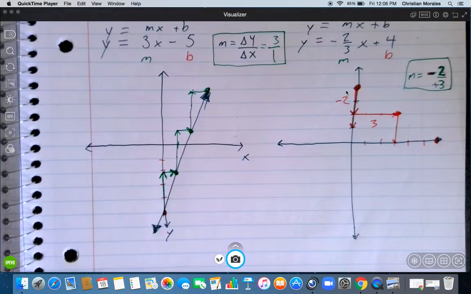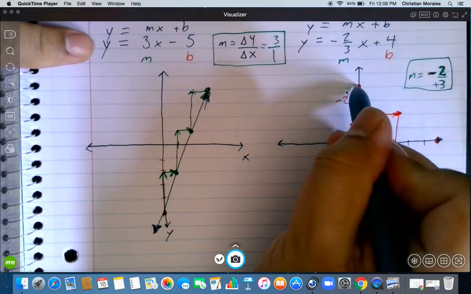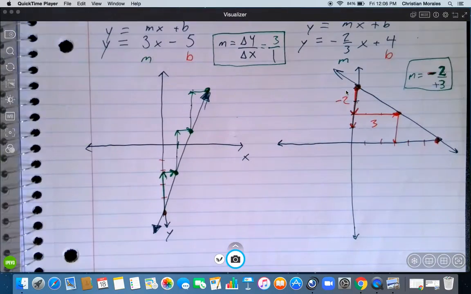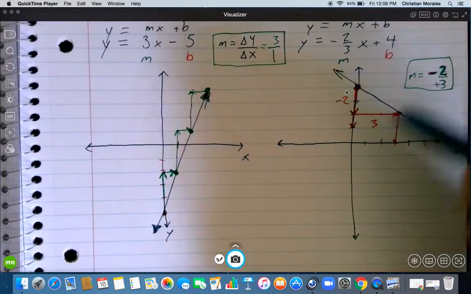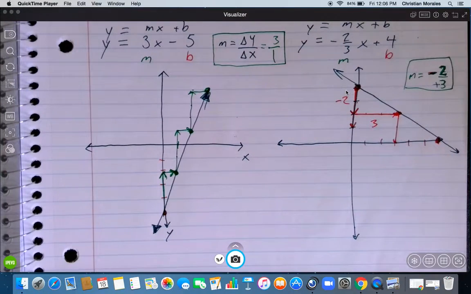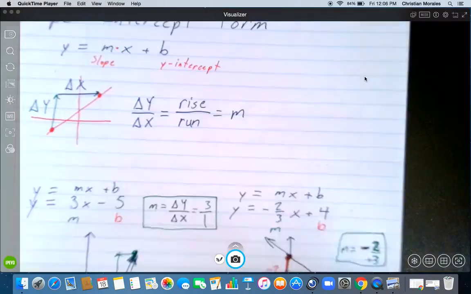And then I just take those 3 points and I draw a straight line. And it helps keep it straight. Okay? So you repeat the slope, down 2 over 3, down 2 over 3, and that is the slope, and that's the line. That's how you do it. Okay? So that is how you graph in slope-intercept form.